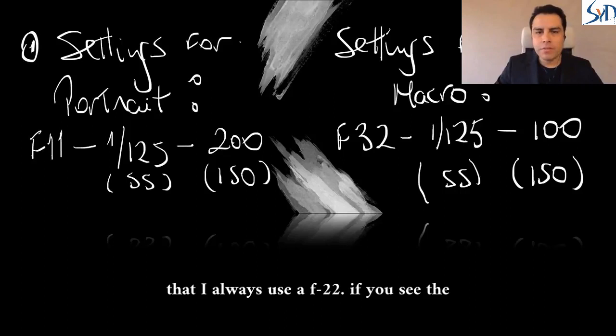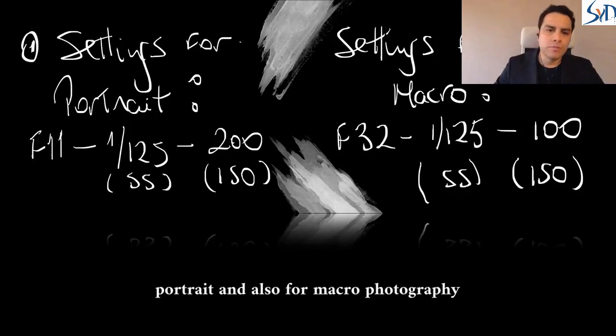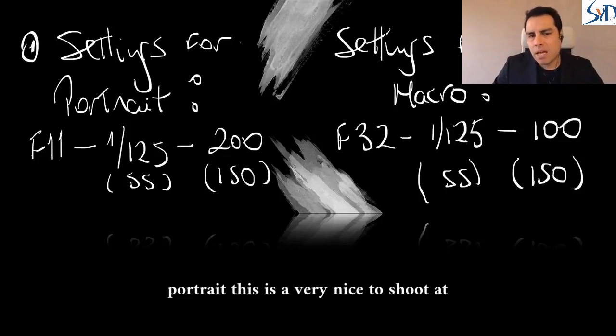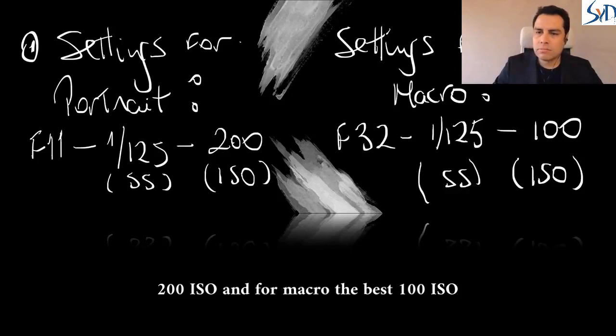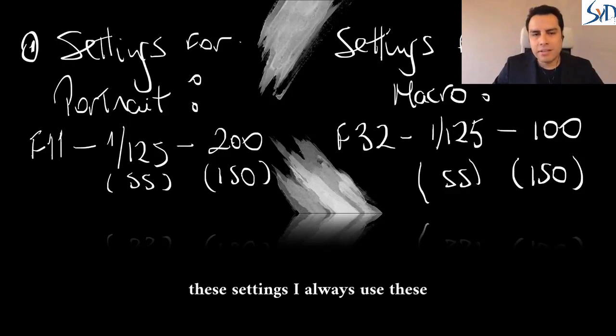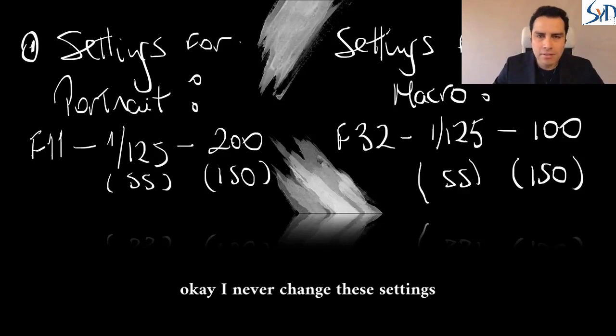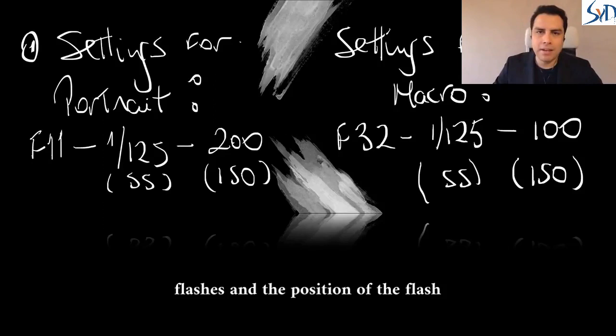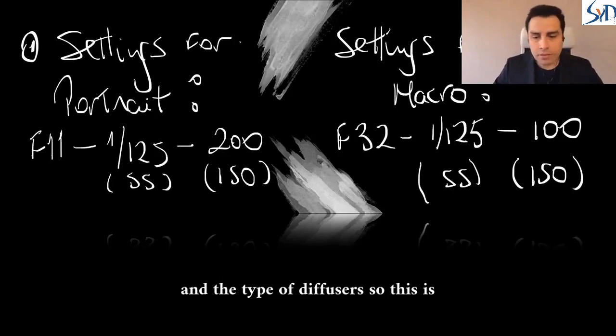As you see, the shutter speed is the same, because for portrait and also for macro photography, I always use a flash. So I need the speed for syncing a flash. And maybe for portrait, it's very nice to shoot at 200 ISO, and for macro, the best is 100 ISO. So these settings, I always use and I never change. The only elements that I change are the power or the duration of my flashes, the position of the flash, and the type of diffusers. So this is the best way to obtain the best macro photography.